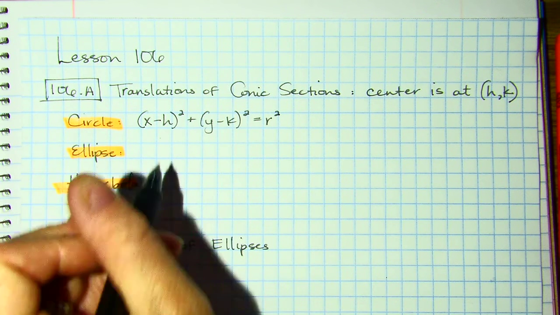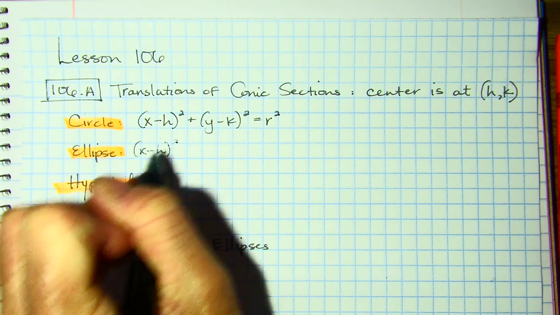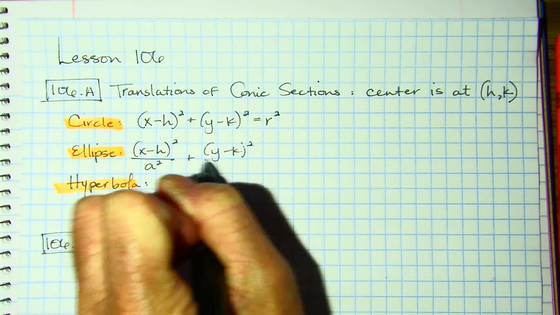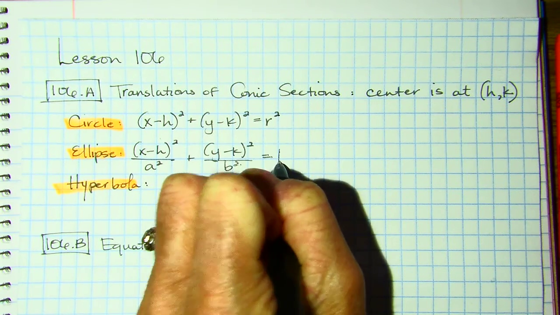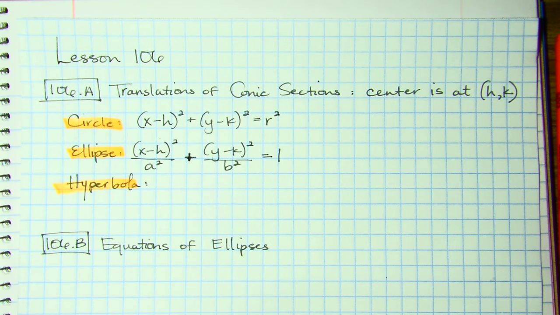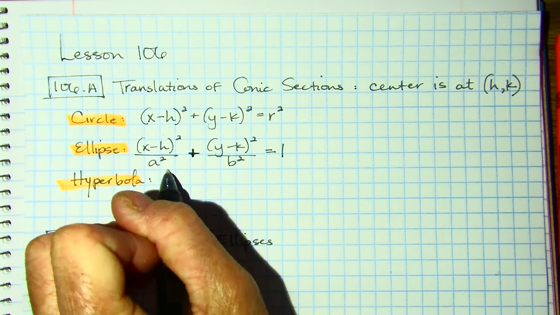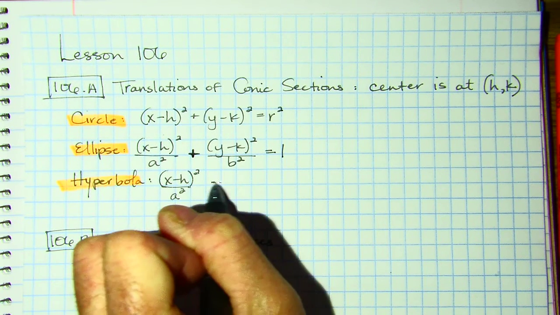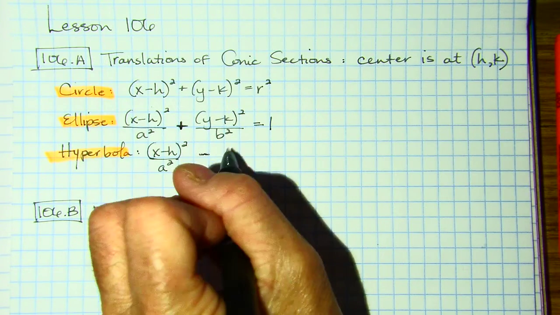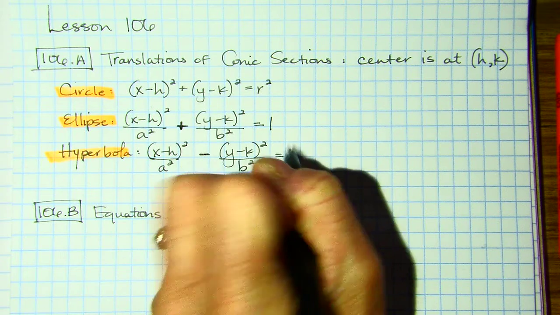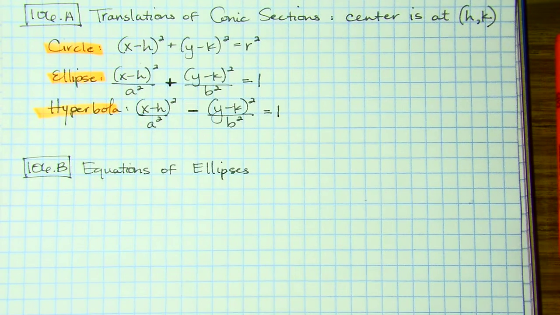An ellipse is x minus h squared over a squared plus y minus k squared over b squared equals 1. Now the big difference here is this: an ellipse, the middle symbol is an addition, and that is the big difference between an ellipse and a hyperbola. So notice a hyperbola is very similar: x minus h squared over a squared, but the difference is the subtraction sign. And then y minus k squared over b squared equals 1. All right, so let's jump into graphing these.